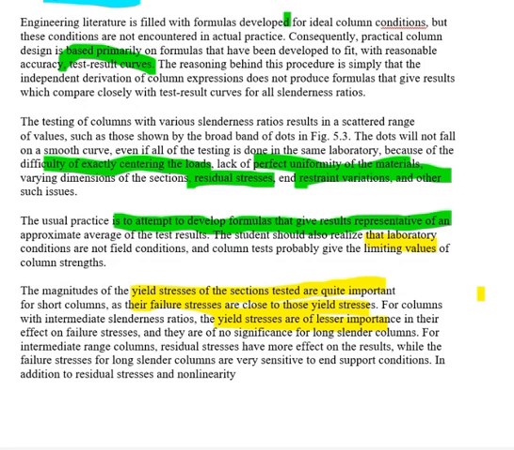For intermediate range columns, residual stresses have more effect on results. So for intermediate columns, the residual stresses will have more effect on the results, while failure stress for longer slender columns is very sensitive to support end conditions. For longer columns, the failure stress is very much sensitive to the boundary conditions, end support conditions, in addition to residual stress and non-linearity. Okay.